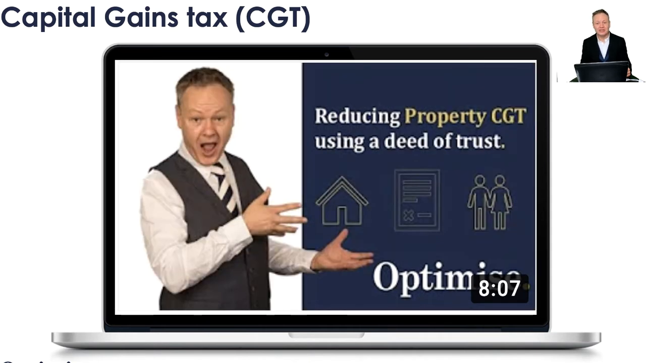We've also got the deed of trust. If you've got a husband, wife or civil partner relationship going on and you can utilize each of the CGT annual allowances, why aren't you doing it? It's crazy. You should be utilizing your allowances. So make sure you watch this video appearing above my head of how you can use a legal document called a deed of trust to minimize your CGT.